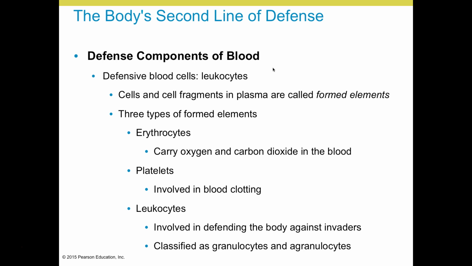What are the defensive blood cells? Your leukocytes. Those are your white blood cells. However, we also have the erythrocytes, which are important. Those are the red blood cells that carry oxygen and carbon dioxide in the blood. We have the platelets. These are involved in blood clotting. And again, the leukocytes are the ones in the defensive mechanisms, which are classified as the granulocytes and the agranulocytes.